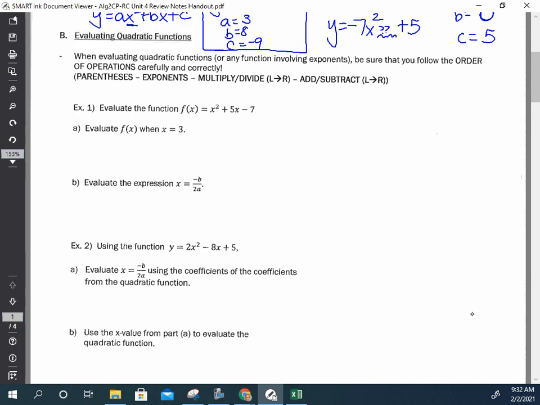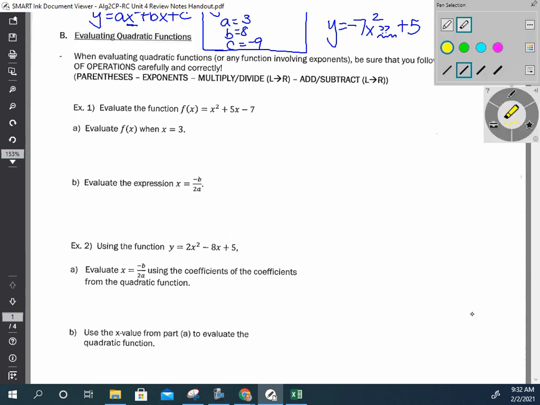So let's evaluate. Evaluating a quadratic function, just a reminder, you are following the order of operations. Plug the number in, work it out using the order of operations. Just a reminder, that's parentheses, exponents, multiply or divide from left to right, add or subtract from left to right. Those still apply.